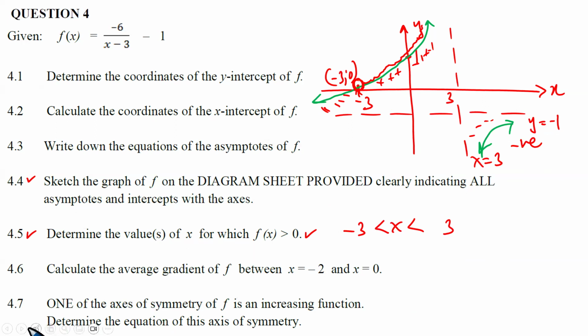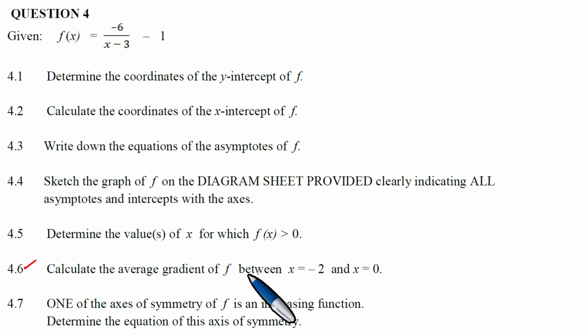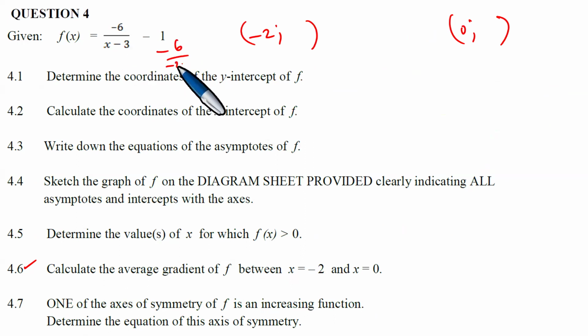4.6, you need to be able to calculate the average gradient. Calculate the average gradient of f between -2 and 0. So at this point, you have -2 for x and you have 0 for x, right? And therefore, when x is -2, you put it here in the place of x. So you have this one, which is this one.